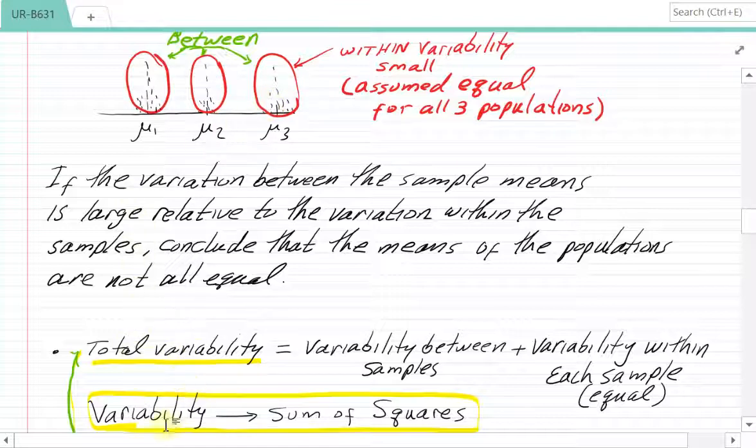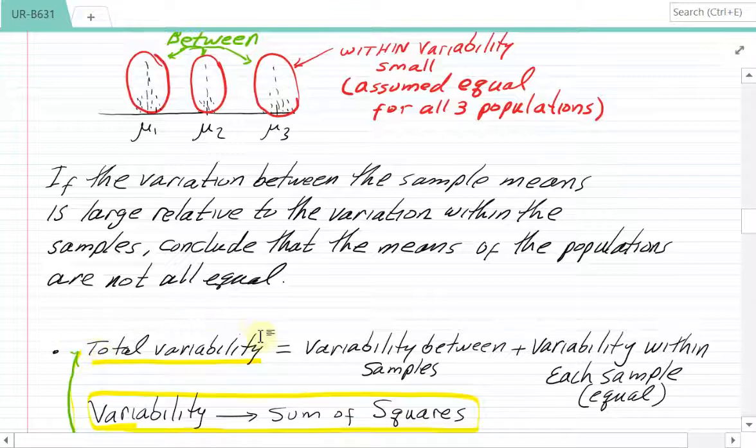Now, when we talk variability, let's agree that variability translates for us into sum of squares. More specifically, it's the sum of the squares from the mean. The reason it's the squares is that if we don't square it and just sum deviations from the mean, we're going to get 0 every time. So that's the reason for squaring here.